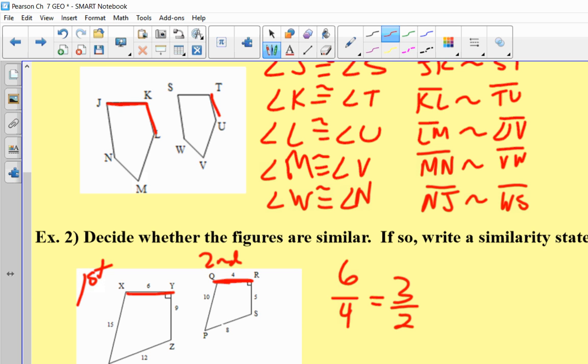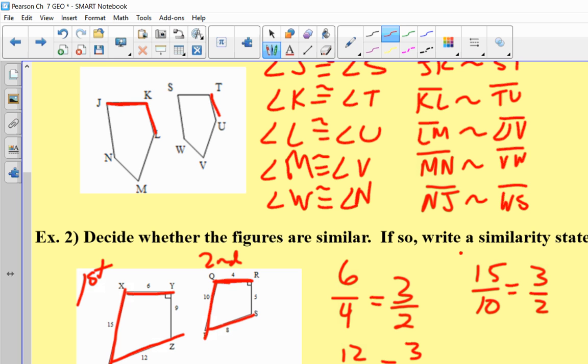Okay, so let's start here. I'm going to go XW and QP. So that's 15 over 10. Okay, it's reducible. 5 goes into both the top and the bottom. I get 3 over 2. So those two sides are similar because they have the same ratio as the first one that I did. But they all are going to have to do that. Okay, so I'm going to go here. I'm going to go 12 over 8. Okay, and that's reducible. 4 goes into both the top and the bottom, and I get 3 over 2 again.